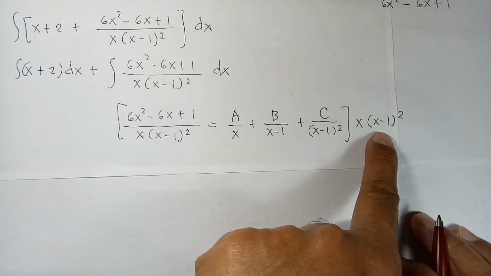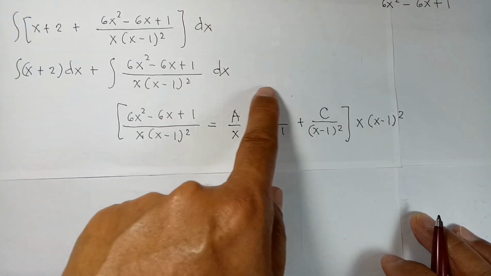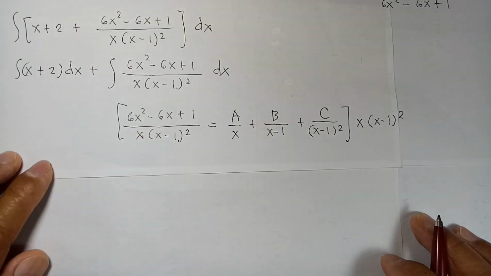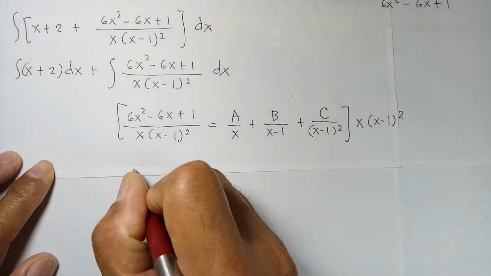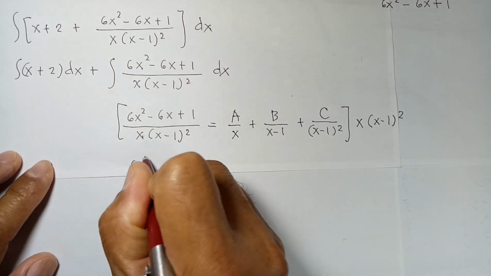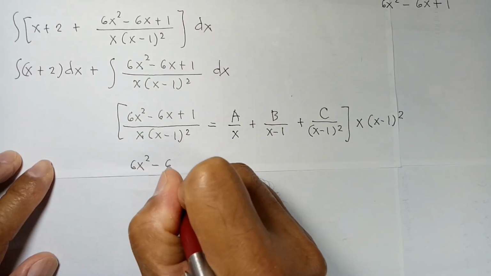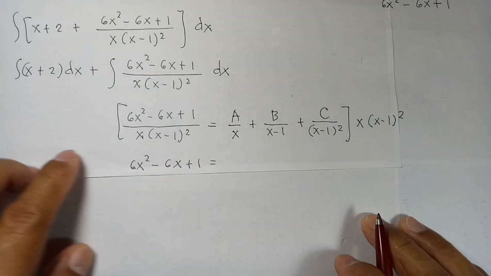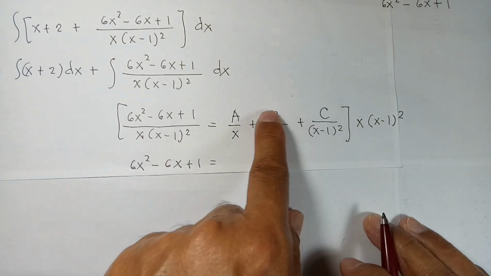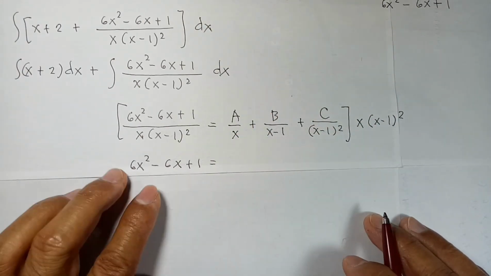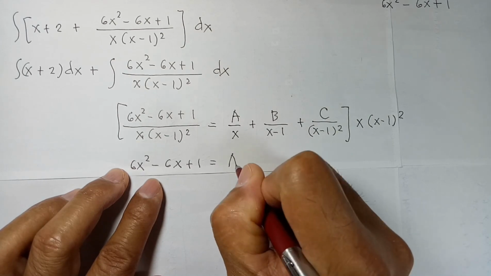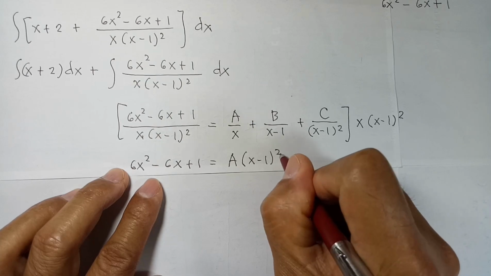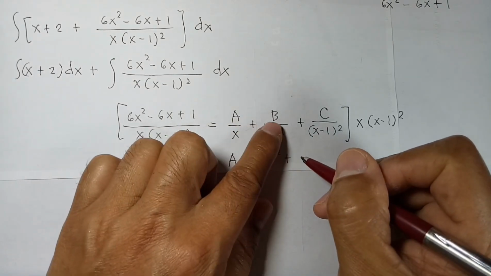So yung x times x minus 1 squared, pag minultiply natin dito, cancel x, x minus 1 squared. So matitira na lang tayo ng 6x squared minus 6x plus 1 equals. So dito naman, pag minultiply natin ito dito, cancel ang x. So matitira tayo ng a times x minus 1 squared. And then plus b.